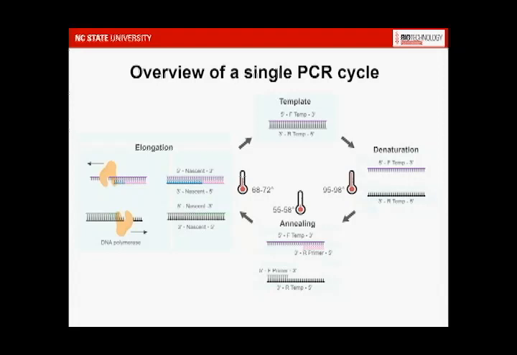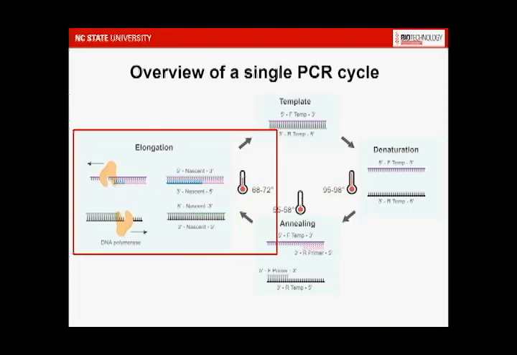Now let's take a closer look at a typical PCR cycle. First, template double-stranded DNA is denatured into 2 single-stranded template molecules by heating the sample to 95 to 98 degrees Celsius. Then, short single-stranded primers anneal to the single-stranded template to form small stretches of double hybrid and single strands. This happens at between 55 and 58 degrees, depending on the sequence of the primer.